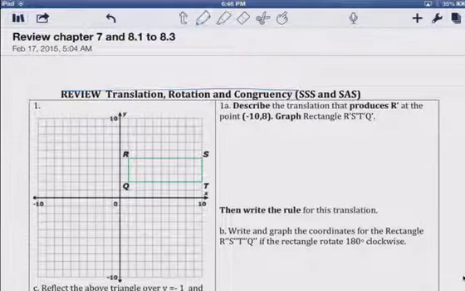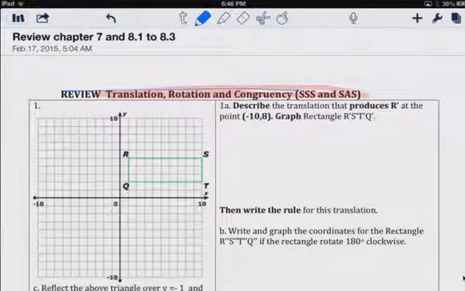Review: translation, rotation, and congruency. Translation, oh, and also reflection. You put reflection there. Okay, so this one here, describe the translation.